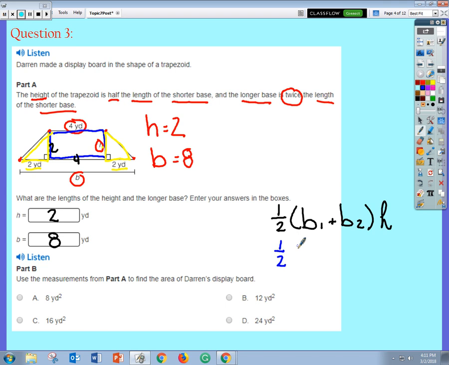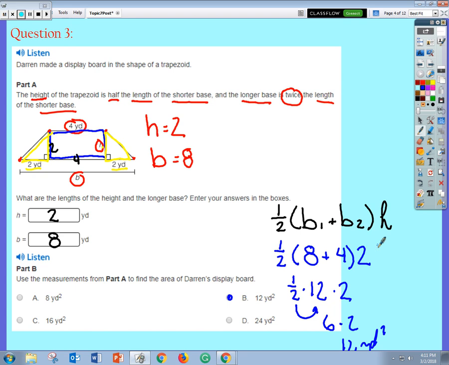Let's substitute in. Base 1, it's irrelevant. It does not matter which one's base 1 or base 2. They're both bases. Addition's commutative. So I'll put 8 as base 1 plus 4 as base 2, and we'll times that by the height of the trapezoid, which is 2. Let's do some addition inside. We have 1/2 times 8 plus 4 is 12, times 2. Half of 12 gives me 6. 6 times 2 gives me 12. 12 square yards.